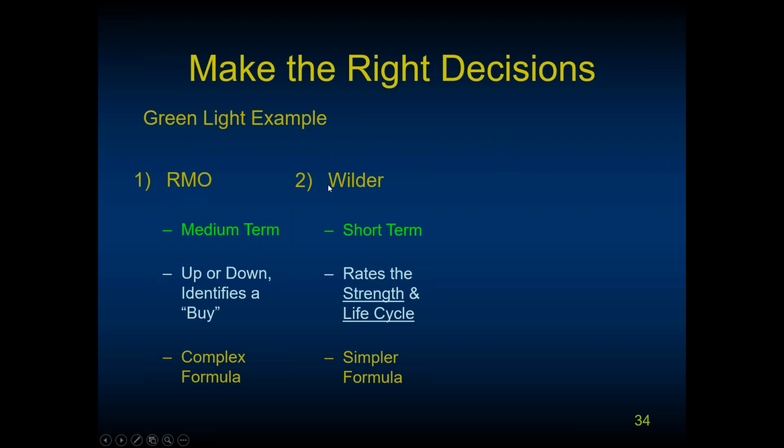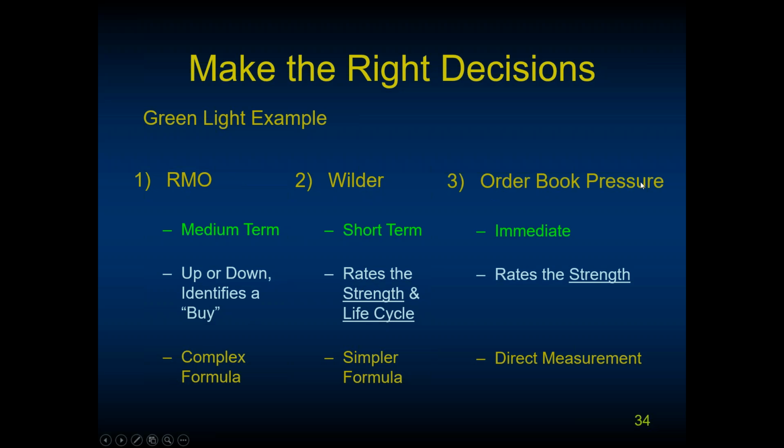We pair that up with Wilder, and we do the settings in Wilder to make it short term, and that starts to rate the strength and the life cycle of the signal. Is it a growing trend, a weakening trend, how strong it is. So first of all, you're tightening up your time horizon. Second, you're going from a binary signal to a signal that has parameters for rating the strength and whether it's getting stronger or weaker. You've got a complex formula and a simple formula. So these indicators have different strengths, but together they corroborate.